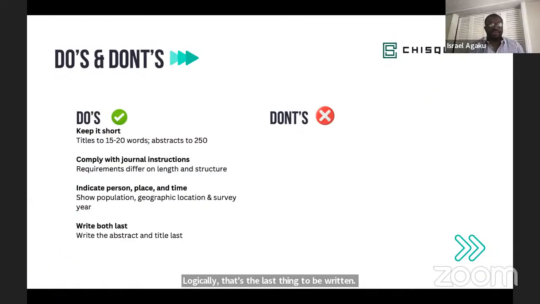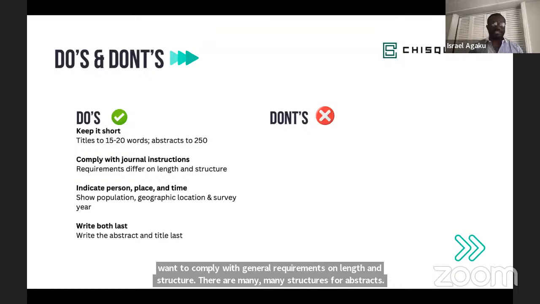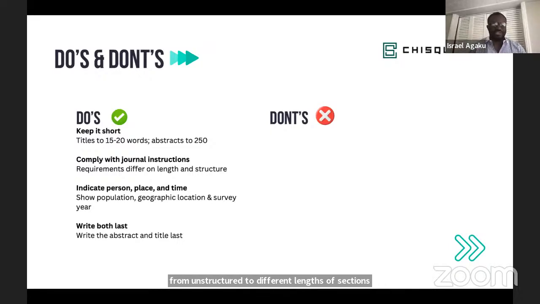So you want to keep the titles short, 15, 20 words, and keep the abstract to 250, except if a different format is specified by the journal. You want to comply with journal requirements on length and structure. There are many structures for abstracts, from unstructured to different lengths of sections, so just obey the instructions.